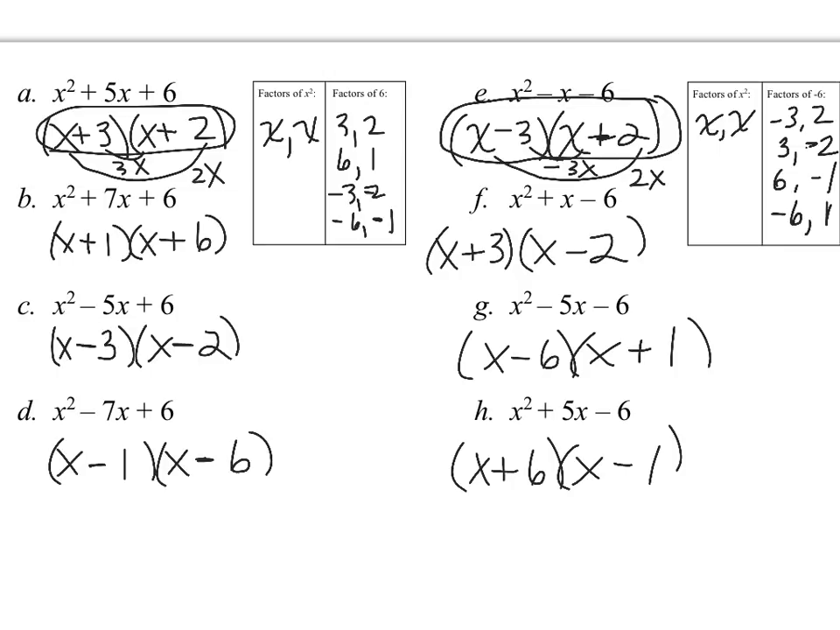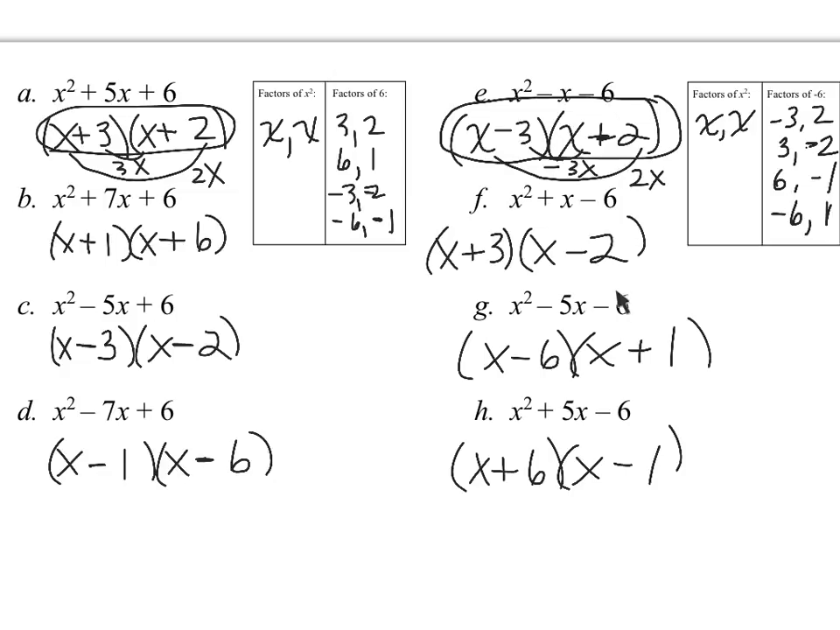But here, to get +6, I had to do a negative times a negative, but then we're trying to get a -5 here, and so a -3x and a -2x gives me -5x. So that's how you know that the signs have to be negative, because this middle term is negative, and you have to multiply two of the same sign to get a positive at the end.